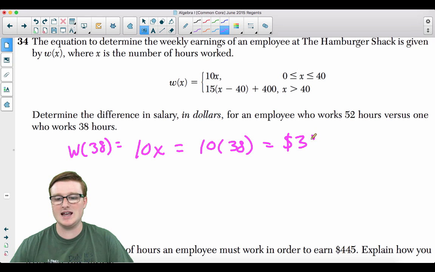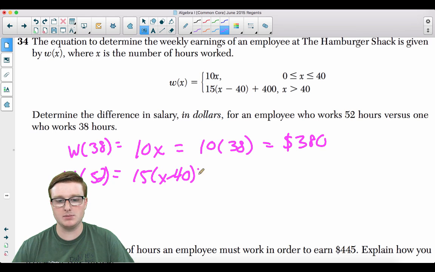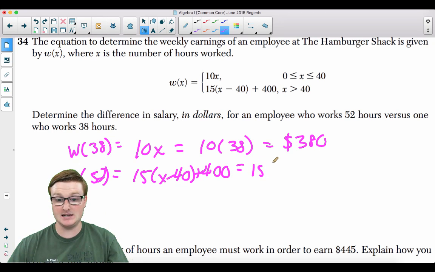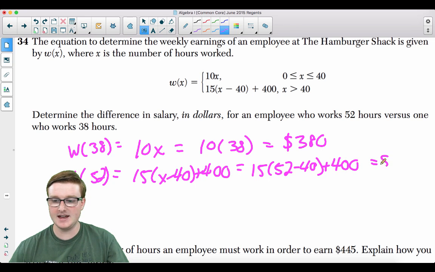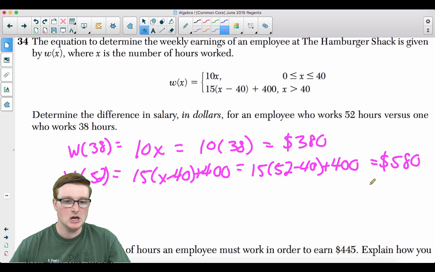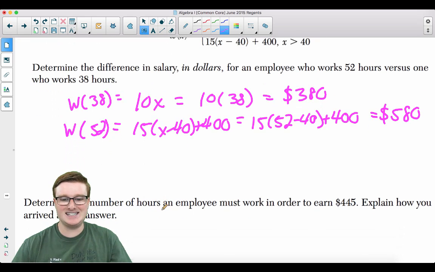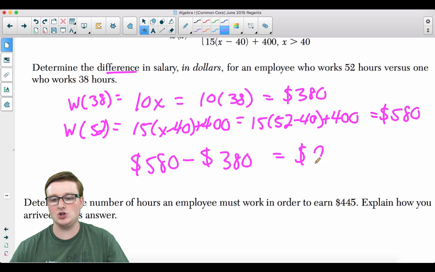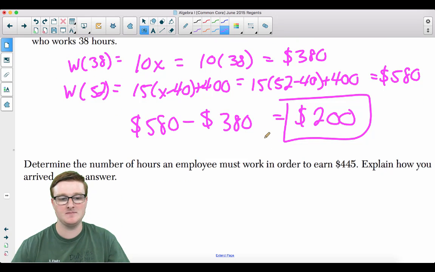That's $380. Now we're going to find W of 52, which is equal to 15 times x minus 40 plus 400. So that's the equation that we're working with. So now we get 15 times 52 minus 40 plus 400, and you make 580 bucks. So it says determine the difference in salary. So it's just going to be $580 minus the $380, because difference means subtraction, and we get $200 is the difference.